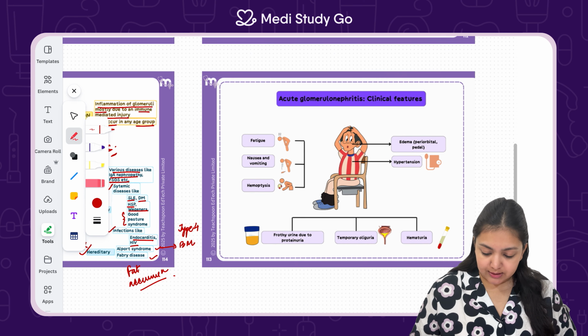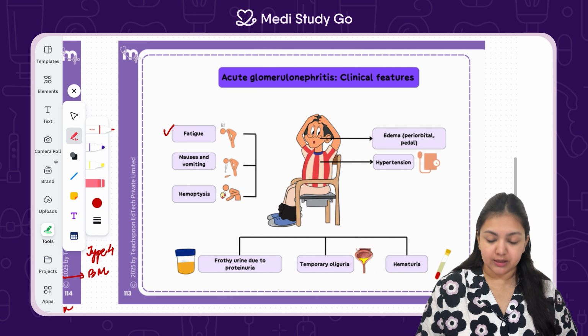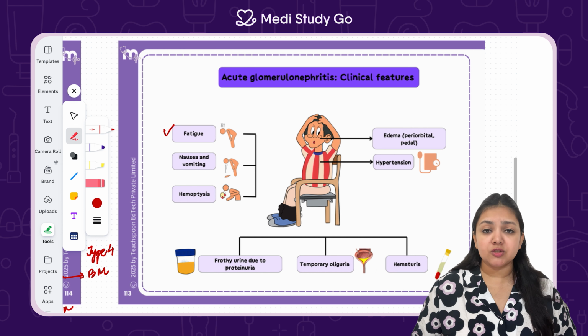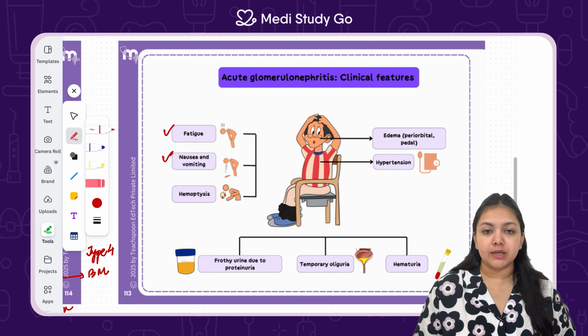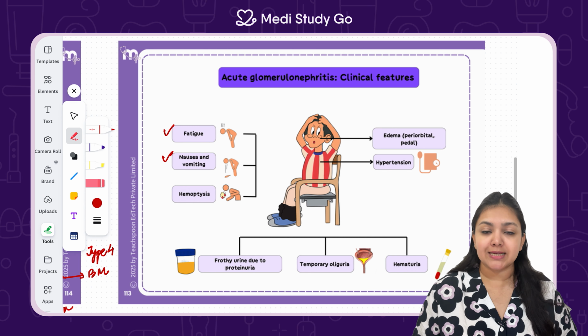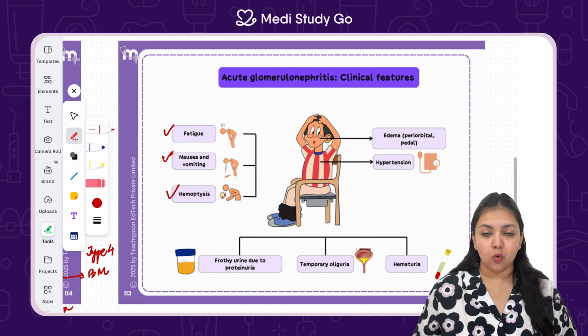So coming towards the clinical features of glomerulonephritis, first and foremost is going to be fatigue, because the body of the patient is working more against so many antigens, so energy is getting expended. There is going to be nausea and vomiting because some infection is present which has initiated this response. There is going to be hemoptysis wherein the patient vomits blood.